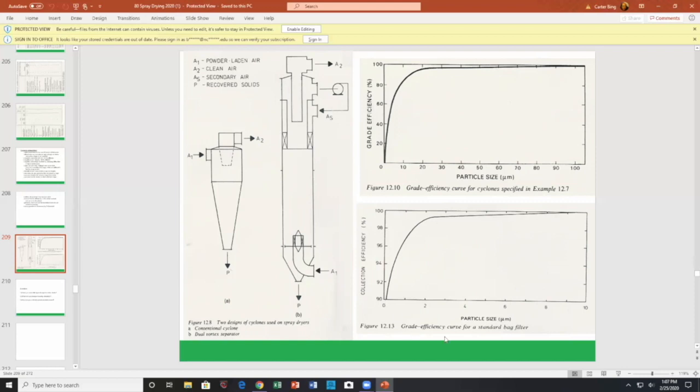And what we have here is a standard bag filter. We have micron sizes 1, 2, 3, and we have the efficiency. So if you get to 4 microns or 3 microns, you're already at 99% efficient. Then the efficiency grade curve for cyclones specified in example 12.7, we don't have, but there again, you have 20 micron sizes, right?